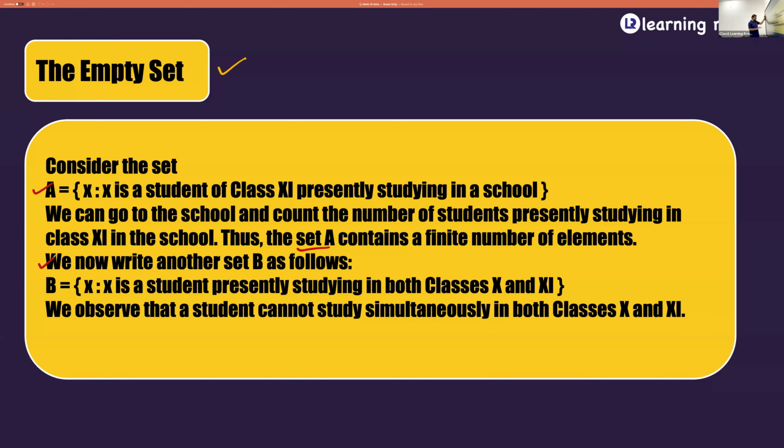So now we can write another set B as follows. B is equal to {x such that x is a student presently studying in both classes 10 and 11}. Is it possible? Nobody can study both grades at the same instant, right? So for this, what would be the value? This is the set builder form, right? Now, how are you going to write the same thing in the roster form? B will be equal to, just put the bracket, there is no element for me to write. So this is going to be an empty set.